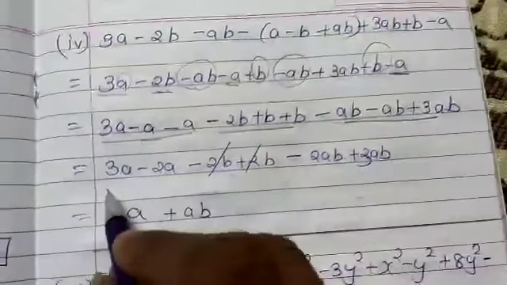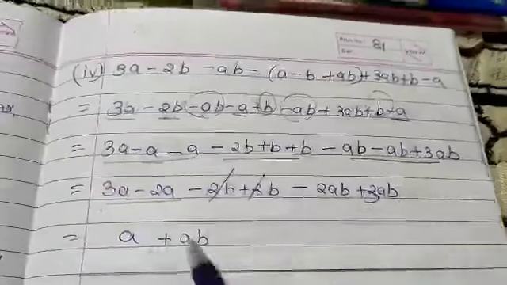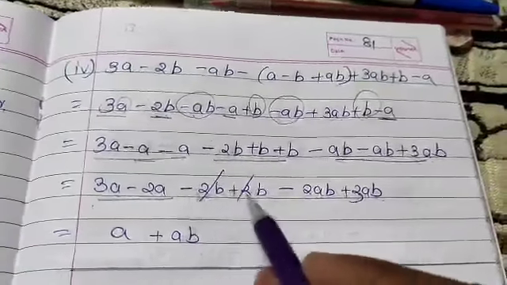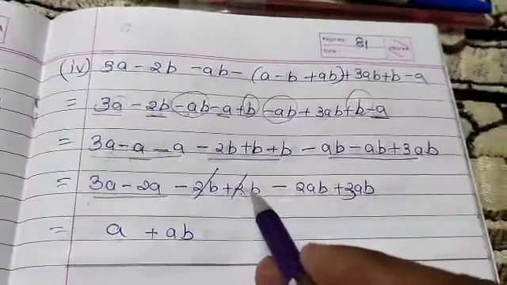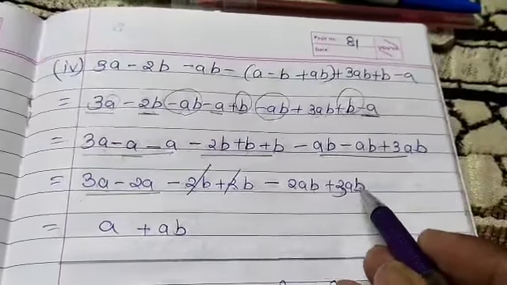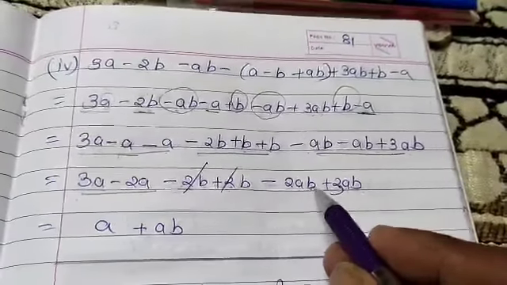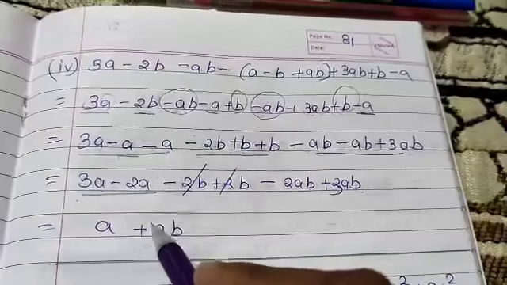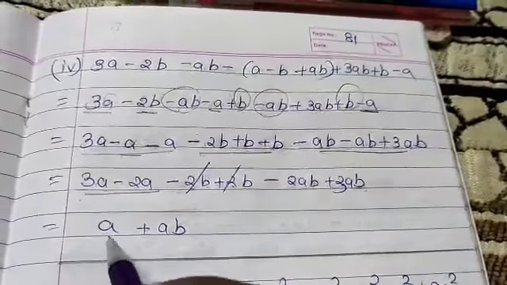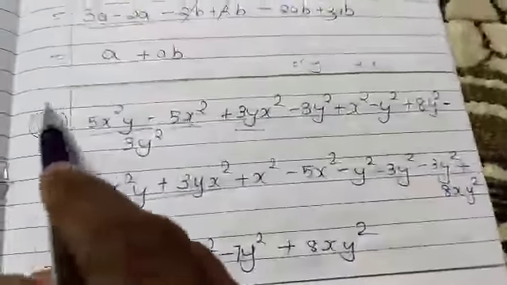Then in the next step 3a minus 2a gives a. Then see here, negative 2b and positive 2b both will get cancelled. Then negative 2ab plus 3ab, means 3 minus 2 will give 1. 1 has no value, so no need to write it, and write the variable as it is. That means your final answer is a plus ab. Now let's see the next sum.